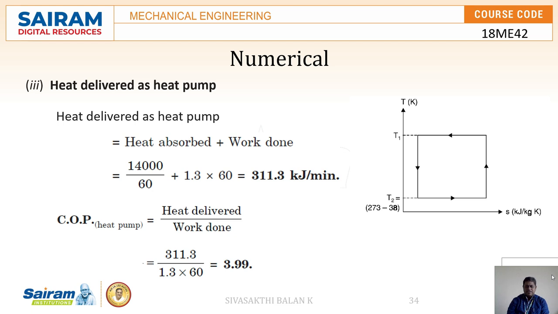We know that it's the ratio between heat delivered and the work done. Heat delivered is 311.3 kilojoules per minute, and work done is 1.3 kilowatt, which is equivalent to 1.3 into 60 kilojoules per minute. If you use this, we get 3.99 as the COP value for the heat pump. That is the thing they are asking us to calculate in this problem.